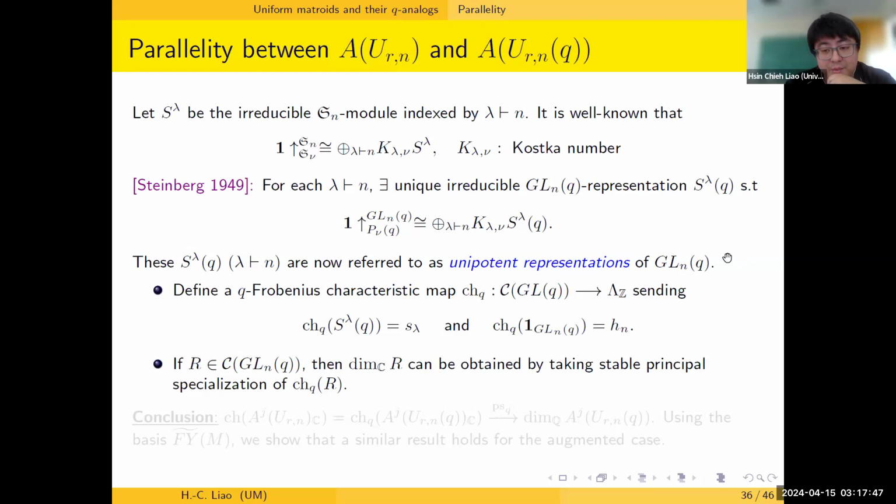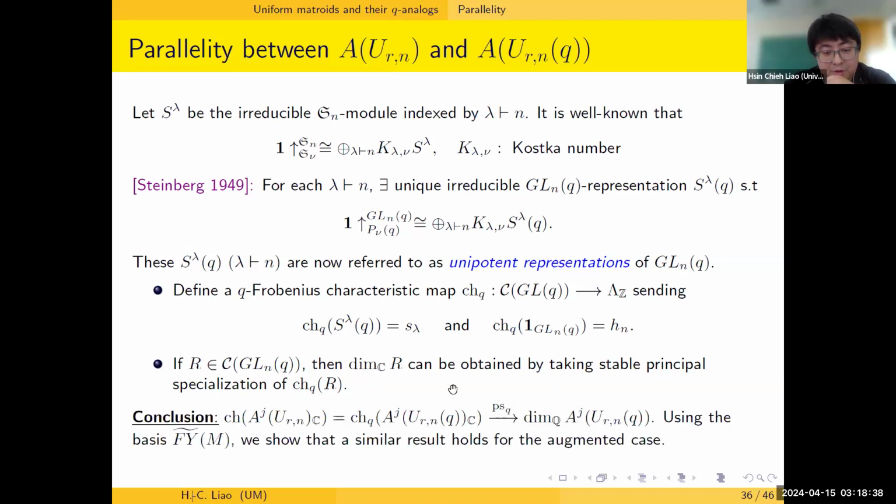And because of this, we have two results. First, we can define the q-analog of the Frobenius characteristic. This q-Frobenius characteristic map extends the Z-algebra generated by the classes of unipotent representations to the ring of symmetric functions over Z, sending S^lambda(q) to the Schur function, and the trivial representation to h_n, the complete homogeneous symmetric function. And second, when R is such a permutation in this representation ring, then the dimension of R can be obtained by taking the stable principal specialization of the q-Frobenius series.